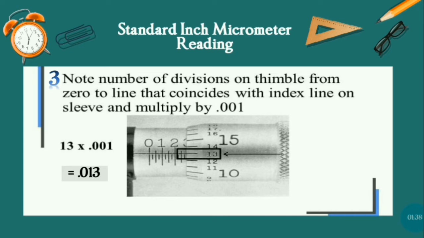Third, note the number of divisions on the thimble from 0 to the line that coincides with the index line on the sleeve and multiply by 0.001, or 1,000ths. The number on the thimble is 13. So let's multiply it by 0.001. The answer would be 0.013, or 13,000ths of an inch. Very good.